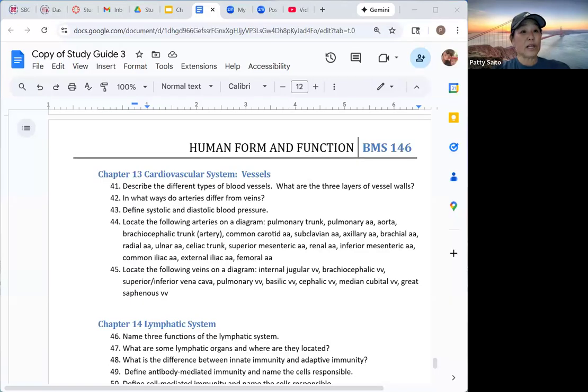All right, today we'll take a look at chapter 13 and we'll finish our lectures on the cardiovascular system. So we'll end with blood vessels. All right, so let's take a look.